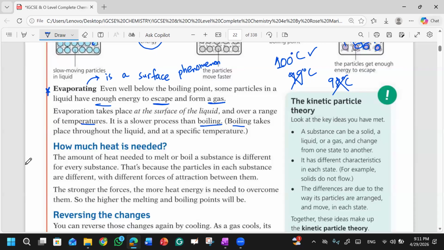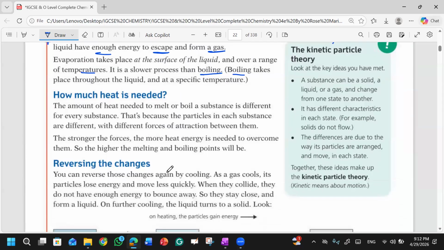So the melting point and the boiling point of different substances will be different. You will not see all substances boiling at the same temperature or all substances melting at the same temperature. This is not the case. Different substances have different boiling and melting temperatures. Why? Because their bonding pattern is different.